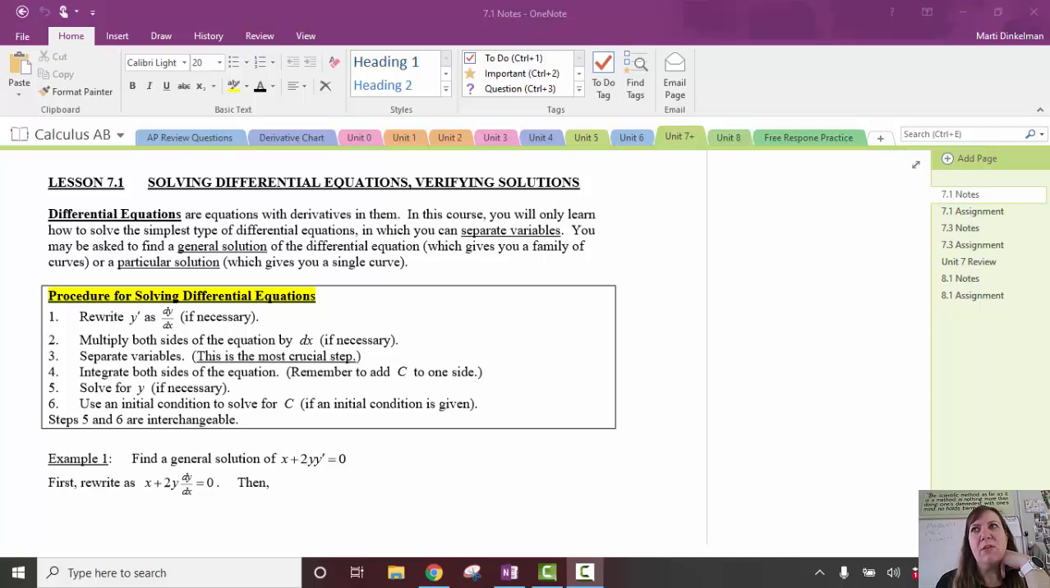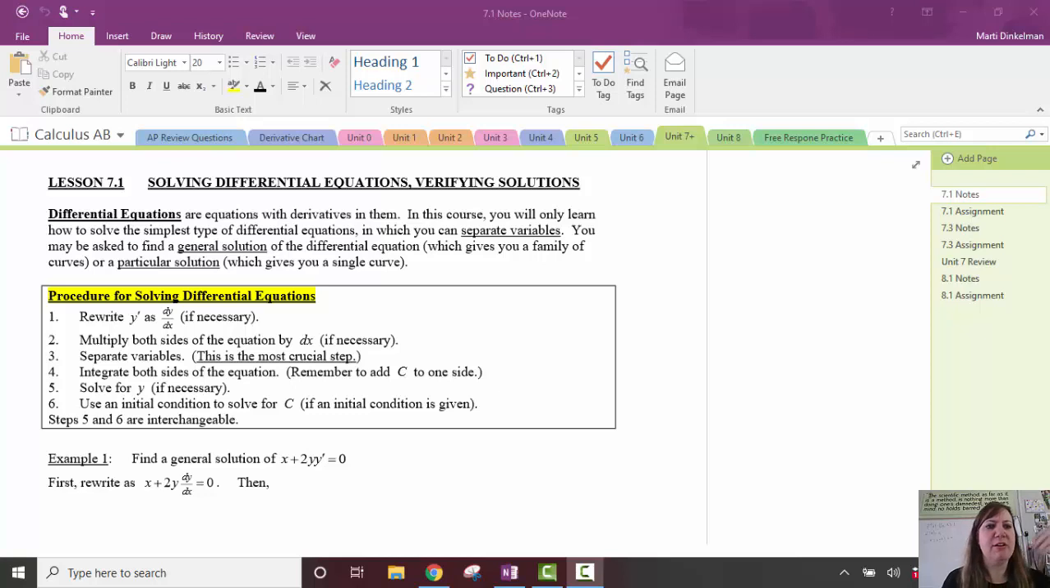The whole chapter 7 is really about differential equations, which, by the way, are just equations with derivatives in them. There is a semester course at the college level called differential equations, so we're just going to scratch the surface a little bit, talk about what they are, look at solutions, and then solve them if they are separable.